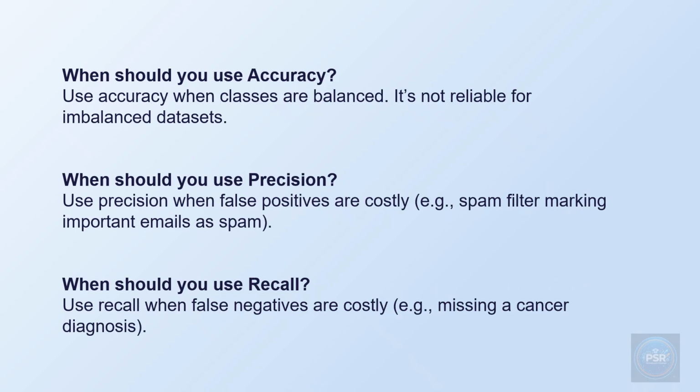When should you use accuracy? Use accuracy when classes are balanced. It's not reliable for imbalanced datasets. When should you use precision? Use precision when false positives are costly. For example, spam filter marking important emails as spam. When should you use recall? Use recall when false negatives are costly. For example, missing a cancer diagnosis.